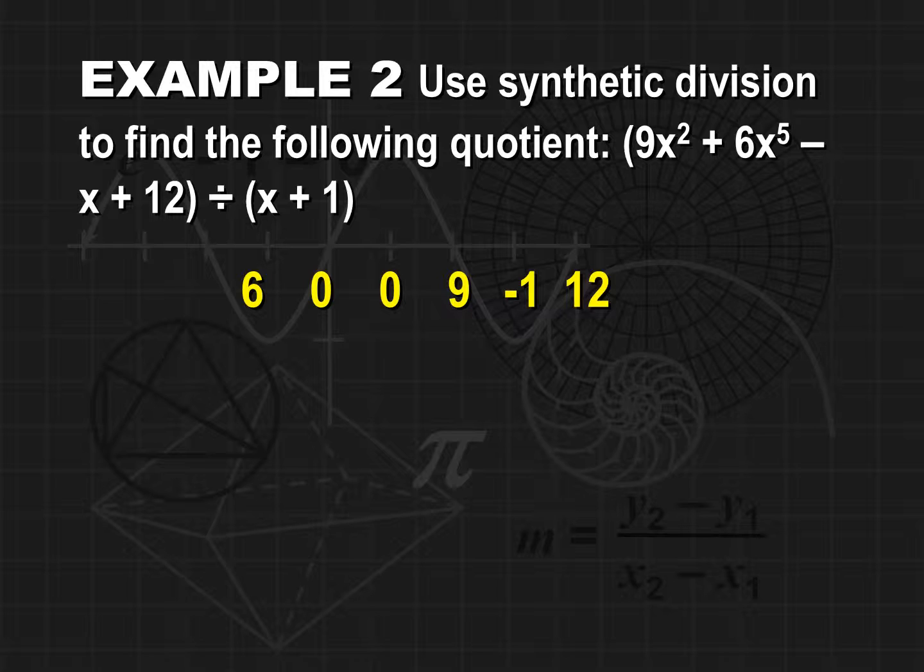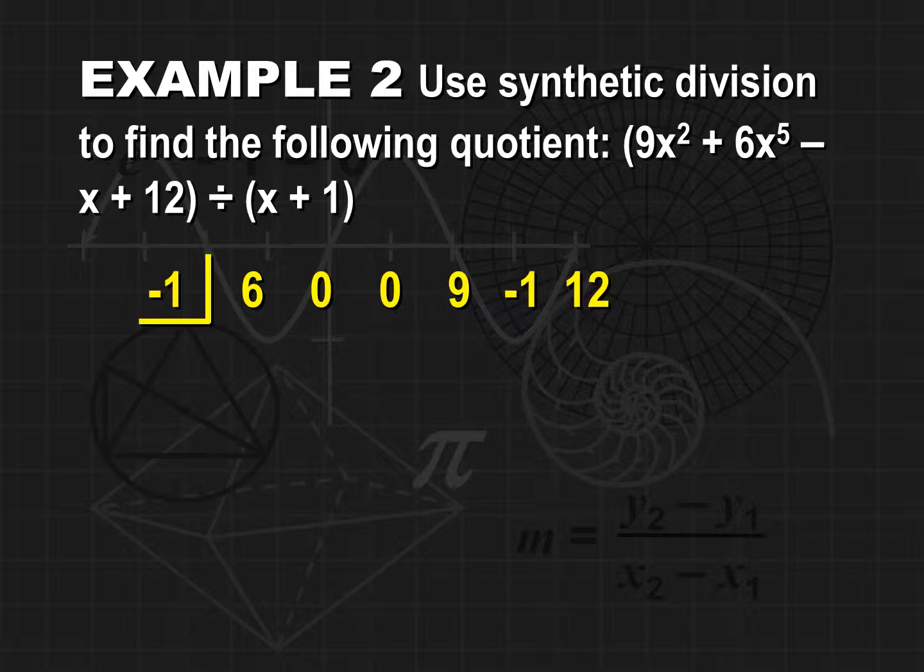So now we want to place our a value. Remember, our binomial needs to be in the form of x minus a, and it's not. We have x plus 1. So if I were to rewrite this, this is the same as saying x minus negative 1. So our a value is going to be negative 1.